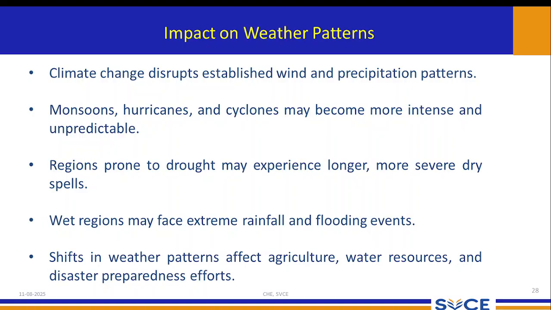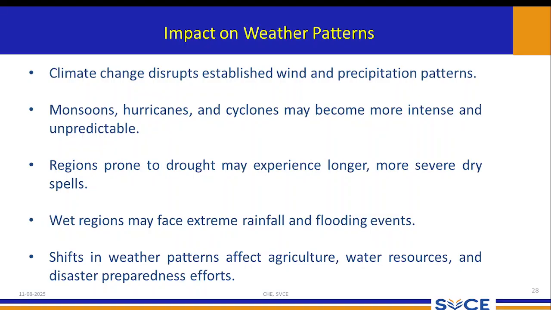Impact on weather patterns: climate change disturbs established wind and precipitation patterns. Rainfall, monsoons, hurricanes and cyclones may become more intense and unpredictable. Underline the word unpredictable. Even through satellites we are able to predict only when rainfall occurs. Suddenly yesterday evening, there was heavy rainfall along the coastal region, around 6 to 7 districts of Tamil Nadu, including the Pondicherry region. These are all unpredictable. Even though we predicted one day before that this would happen, it's not a rainy season right now.